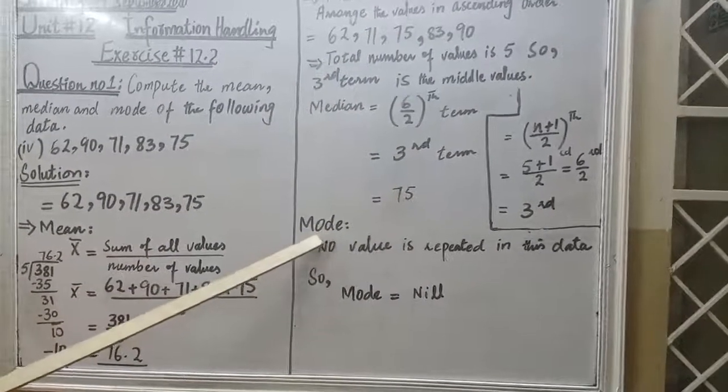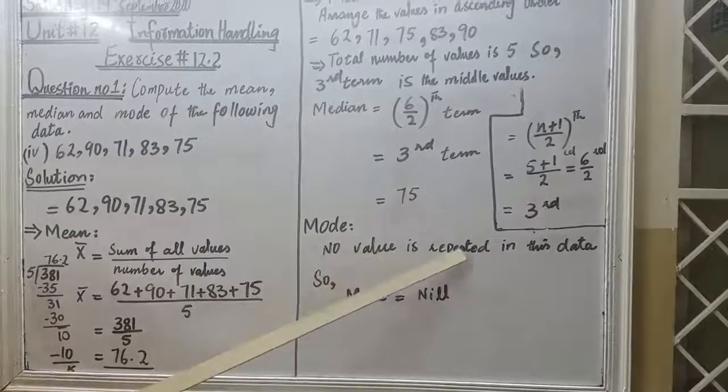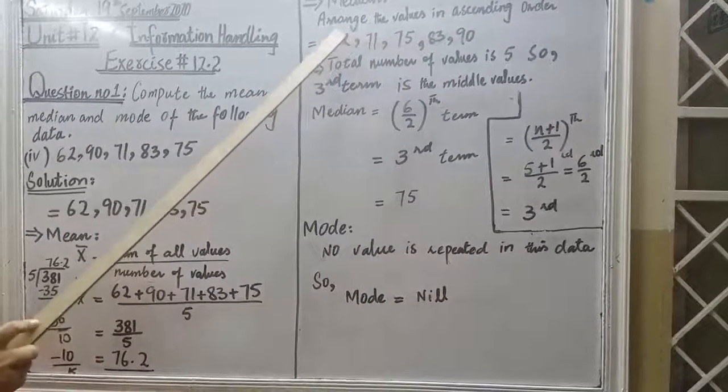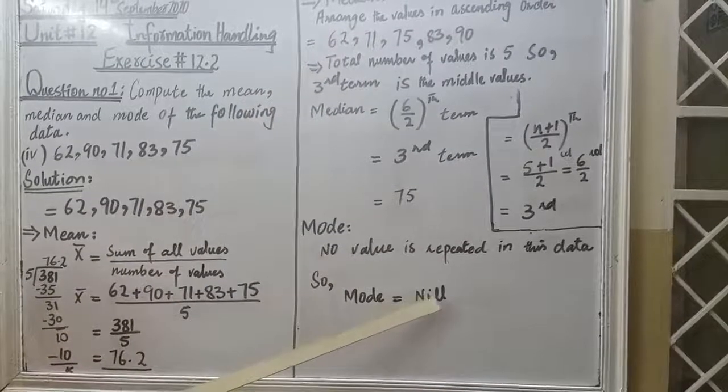Now moving towards mode. No value is repeated in this data. As you see in this data, there is no value which is repeated. So our mode is equal to nil.